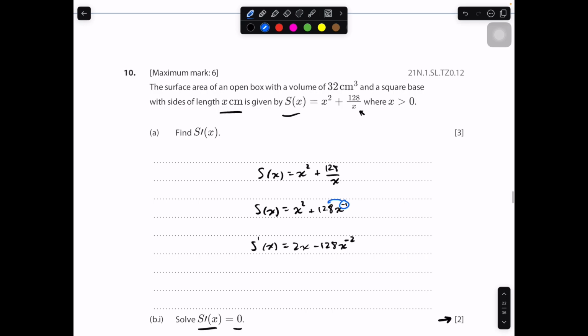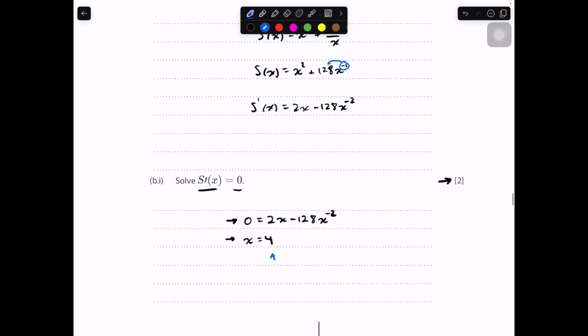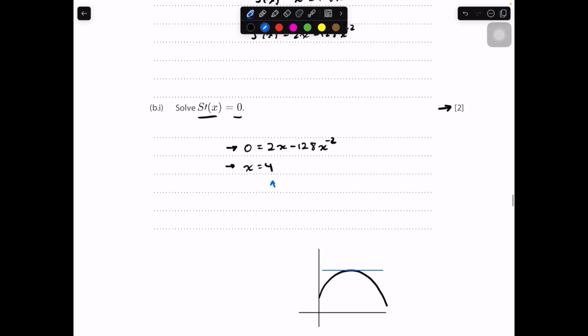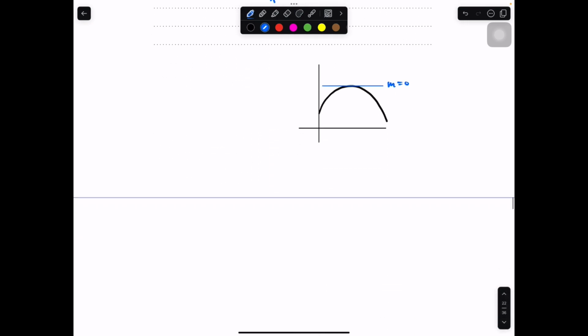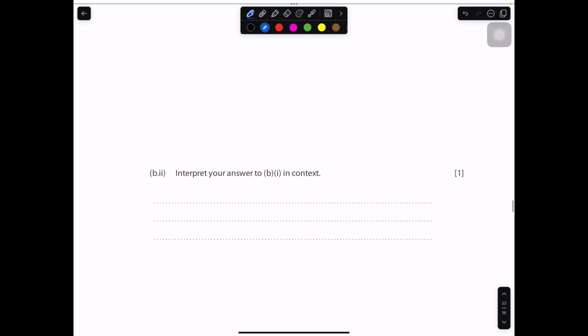And one thing that we could possibly do is graph this function, s of x is equal to x squared plus 128 over x, and see what this value of x equals 4 looks like. That's actually not too bad. And we would find that this is equal to a maximum. Essentially, this is the maximum surface area. So interpret your answer to B1 in context. This represents the point where we have the maximum surface area.